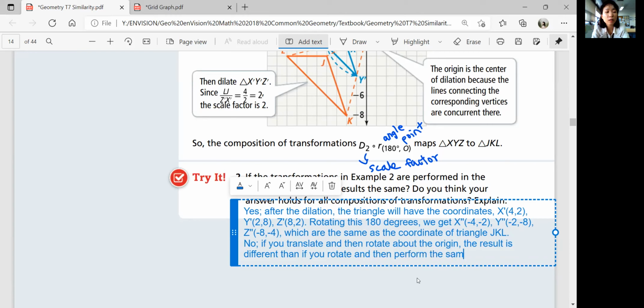So for only dilation and rotation, the order doesn't matter, because you're multiplying by the scale factor and changing your signs, or your coordinate points, the placements. Okay, but translation does matter. Reflection does matter. Okay.